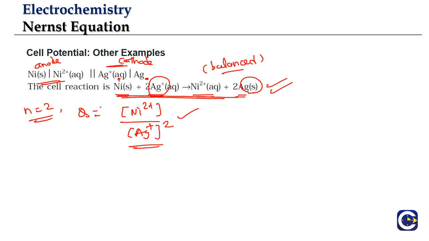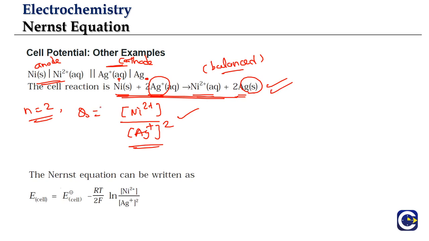So for this, E cell is equal to E naught cell minus RT by 2F ln Q, because here also the number of electrons is 2. What will the Q value be? Nickel 2 plus ion concentration divided by Ag plus ion concentration squared.